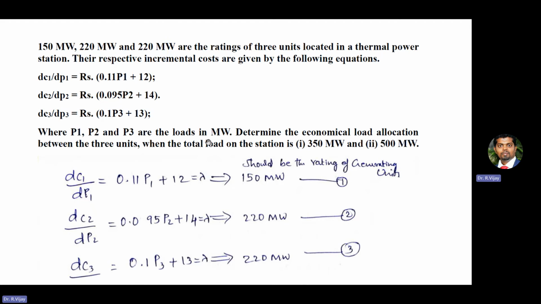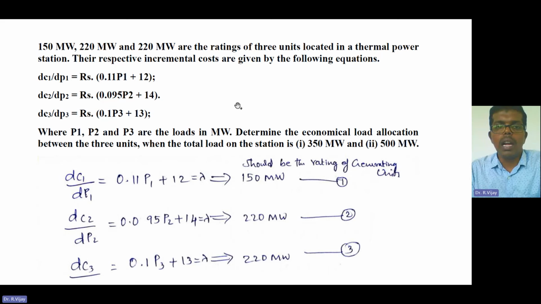The units are also mentioned, and the loads are in megawatts. Determine the economical load allocation between the three units when the total load on the station is, first, 350 megawatts and, second, 500 megawatts. So two demands are given: the first demand is 350 megawatts and the second demand is 500 megawatts.